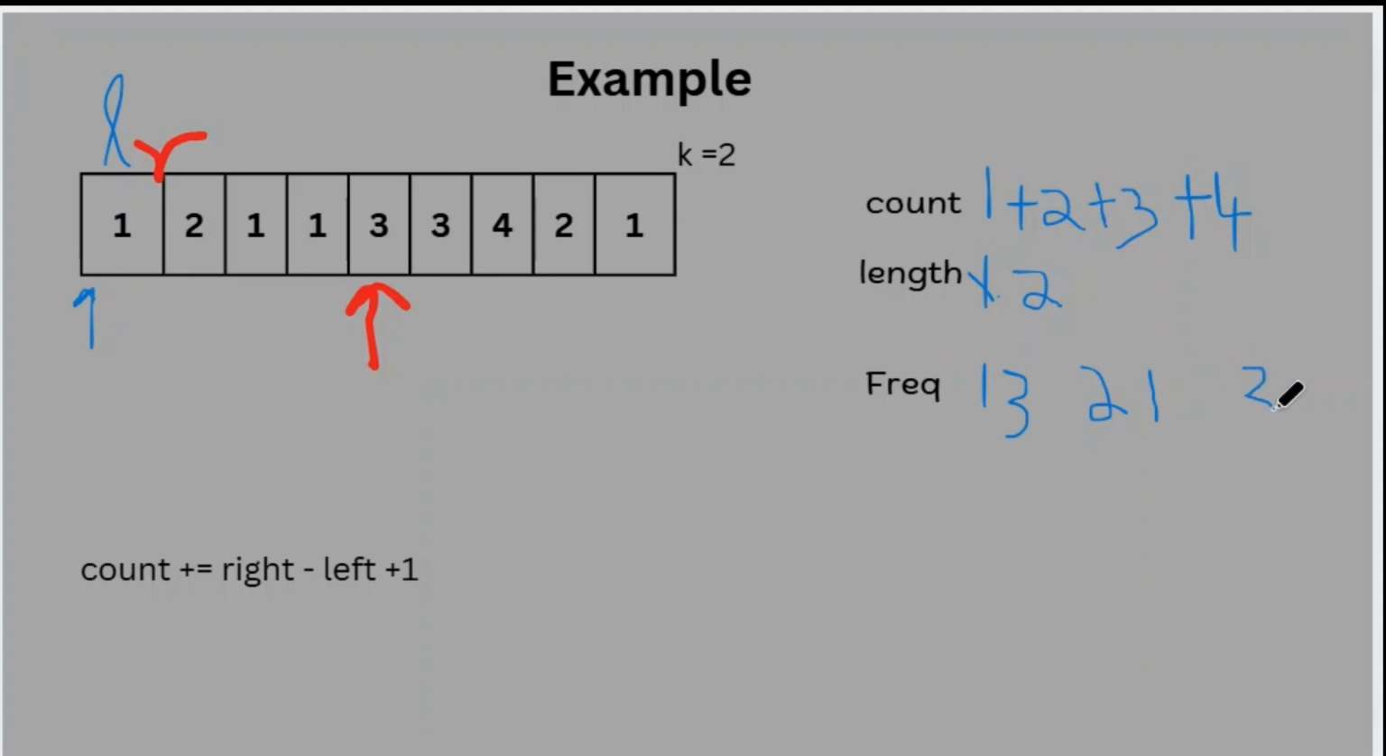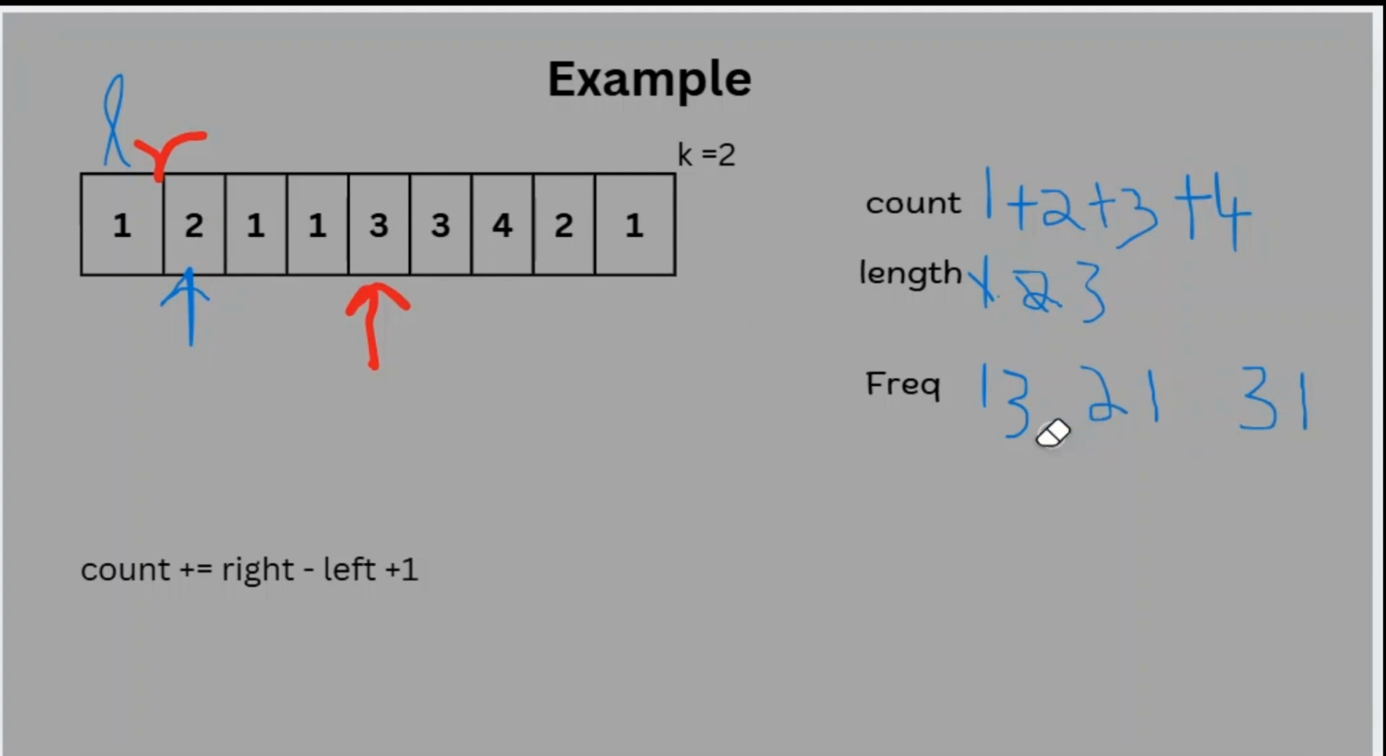Now a new value is added in the frequency table, which is 3, which occurs 1 time. Length is changed to 3. And you can see 3 is greater than 2. So now we have to increment left. So left is incremented to 1, and it points towards 2.